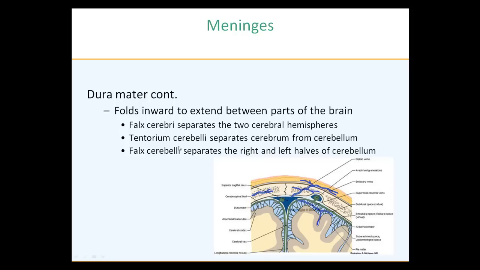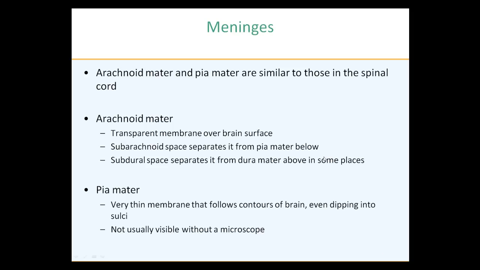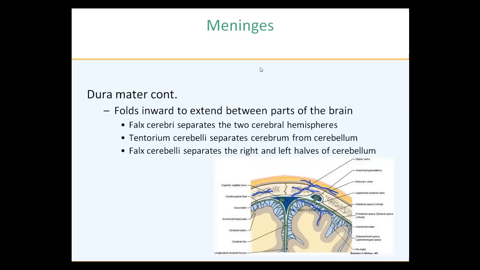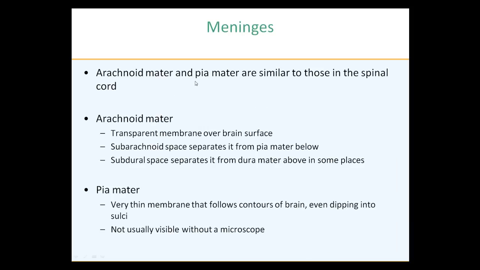And finally we have the falx cerebelli, which will separate the right and the left halves of the cerebellum. Now, this was the dura mater. We go then to the arachnoid mater. Arachnoid mater looks like a spider web, and it's a transparent membrane over the brain surface. The subarachnoid space, the space that's underneath it, will have the cerebrospinal fluid.